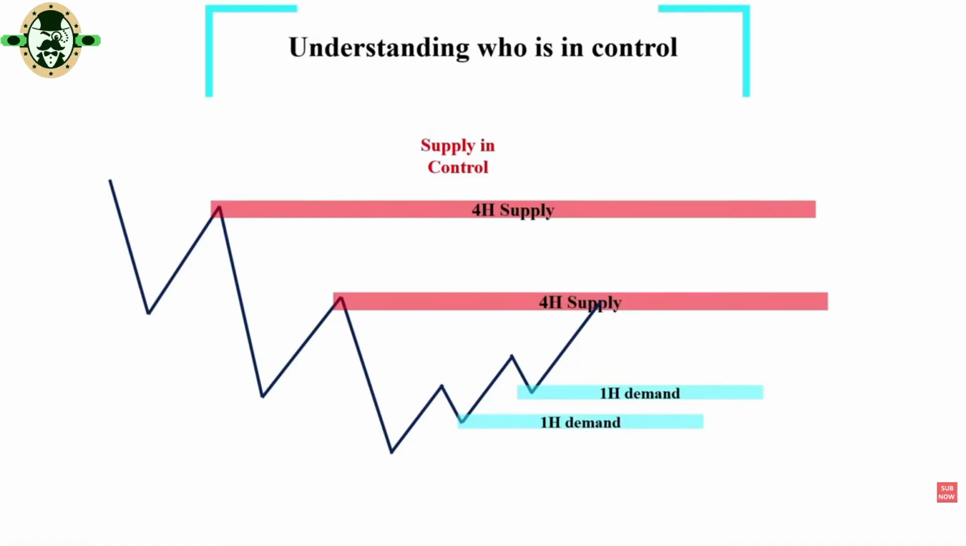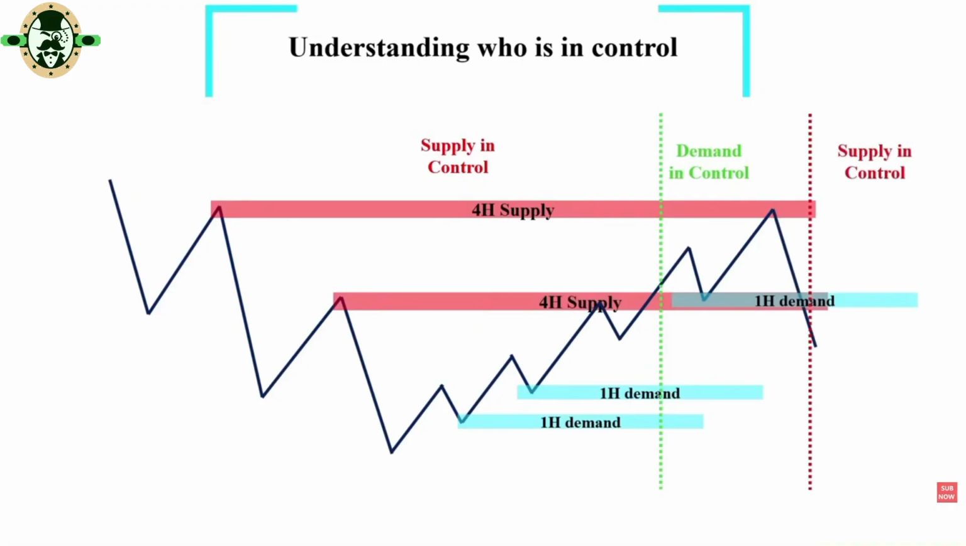From there, as long as price stays above major demand, the bias is bullish. If price breaks demand to the downside, supply takes control again. Now that you understand the foundations of how smart money trades, let's move on to 3 of the best entry strategies.